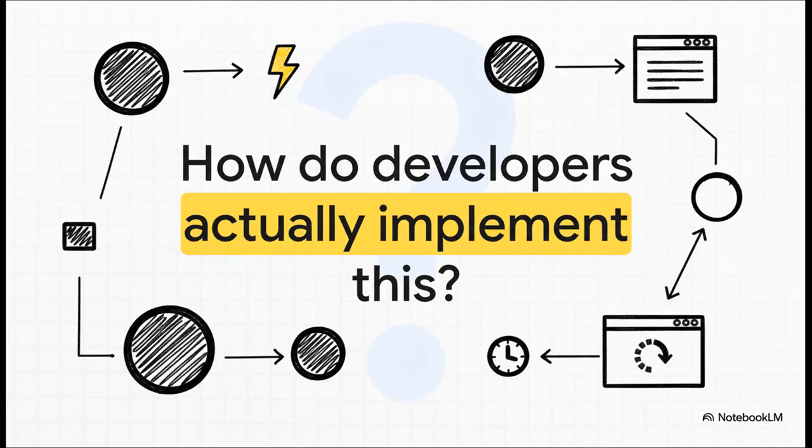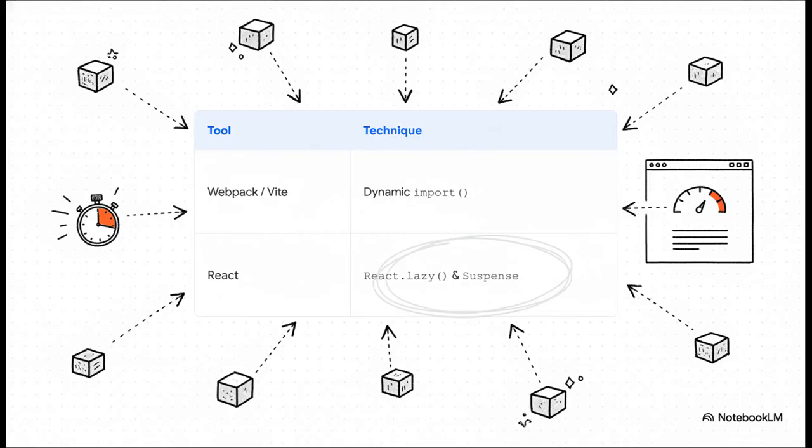Now, I know what you might be thinking. This all sounds kind of complicated, right? Well, the good news is that modern web development tools have made this surprisingly easy to do. The tools that build most modern websites, I'm talking Webpack, Vite, they pretty much handle this for you with a simple little function called a dynamic import. And if you're using a framework like React, it gets even easier. They have built-in features like React.lazy and Suspense that make code splitting almost effortless.